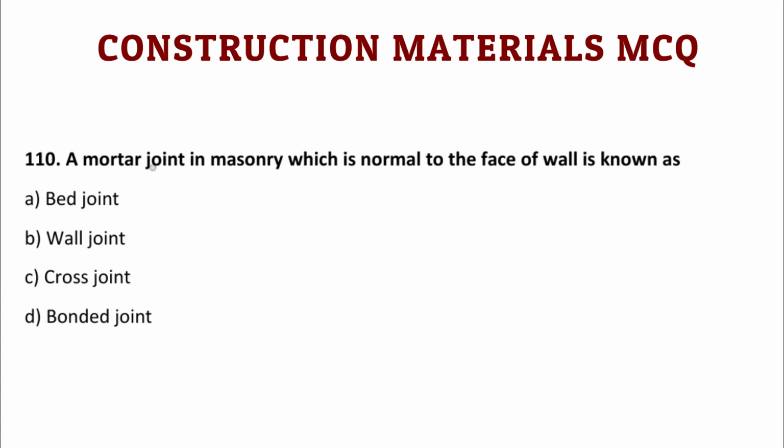So next question, the mortar joints in masonry which are normal to the face of the wall are known as option A bed joint, option B wall joint, option C cross joint, option D bonded joints. So the correct answer is option C cross joints.